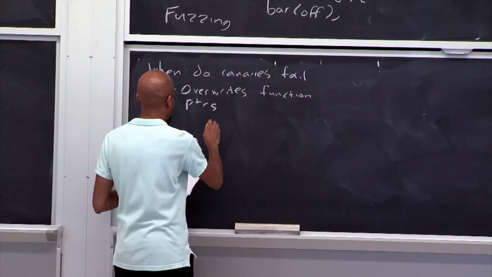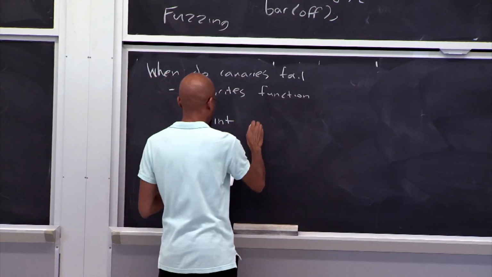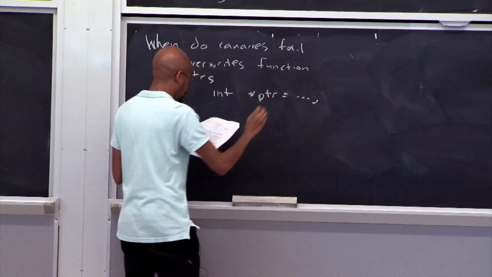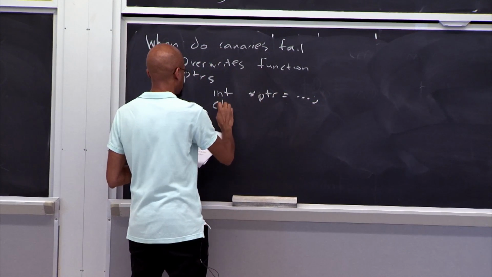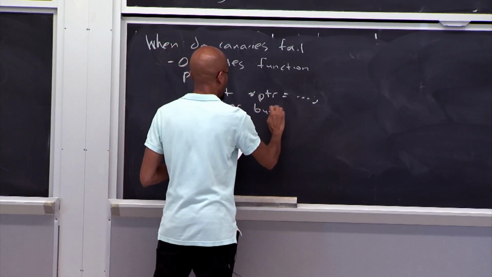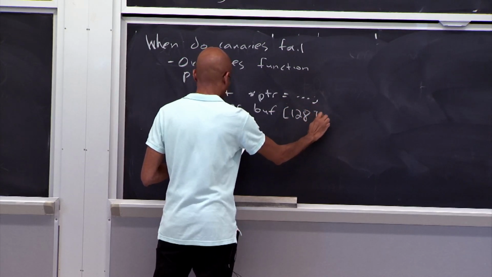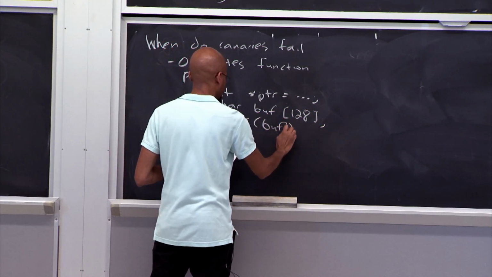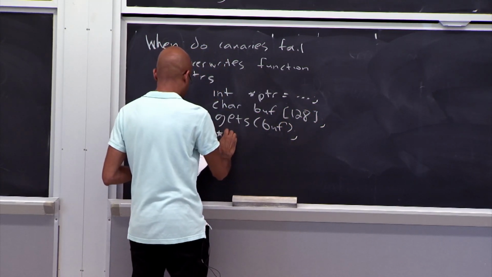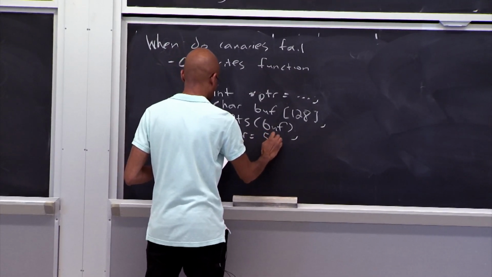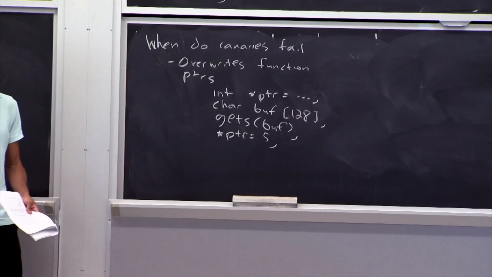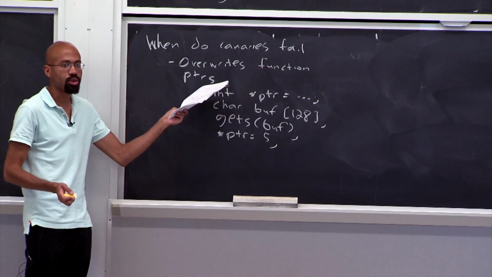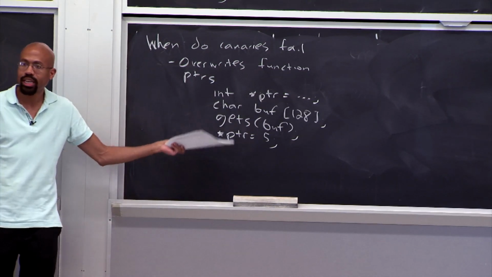So for example, let's say you have code that declared a pointer, it gets initialized in some way, it doesn't really matter. Then you have a buffer here. Once again, the gets function rears its ugly head. And then let's say down here, we assign some value 5, let's say, to the pointer. Now note that we haven't actually tried to attack the return address of the function that contains this code.